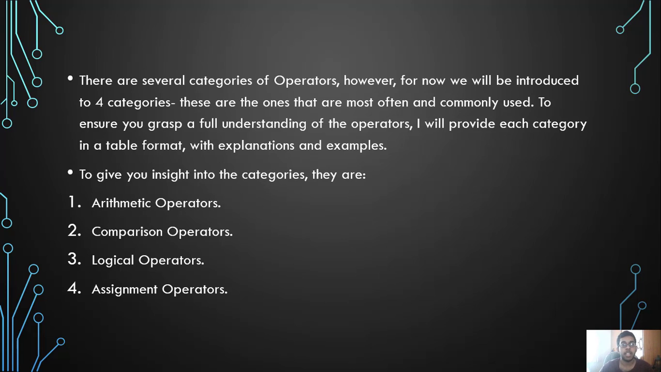There are several categories of operators. However, for now we will be introduced to four categories. These are the ones that are most often and commonly used. To ensure you grasp the full understanding of the operators, I will provide each category in a table format with explanations and examples. To give you insight into the categories, they are: number 1, arithmetic operators; number 2, comparison operators; number 3, logical operators; and number 4, assignment operator.